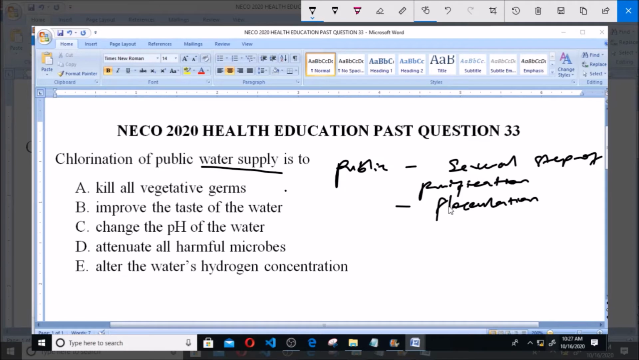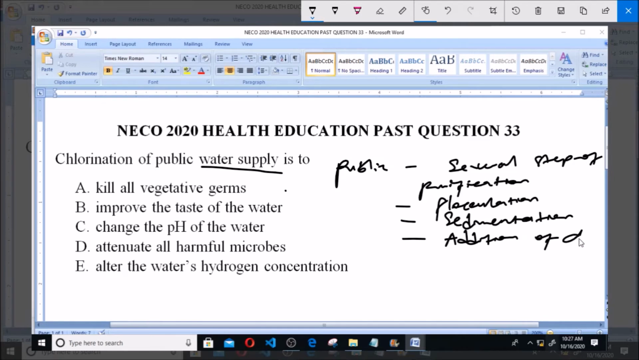Then after that, the next is passing this water through sediments in order to remove fine particles. That's sedimentation, to remove fine particles. Then after that is now the addition of chlorine.